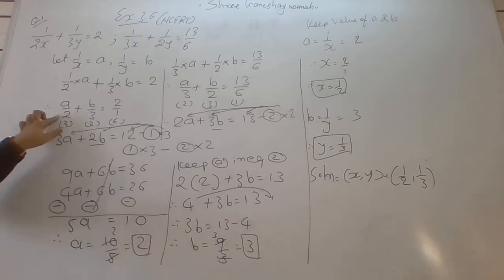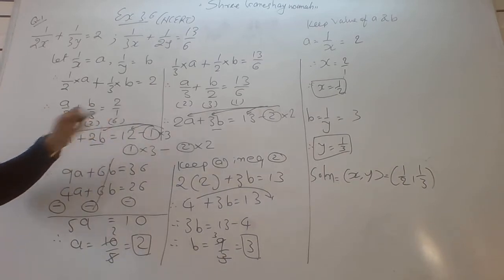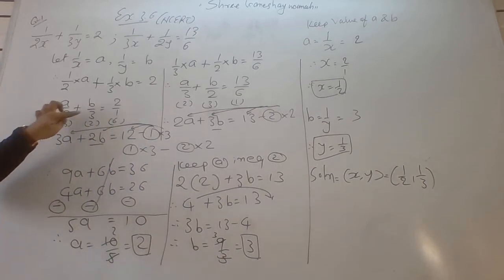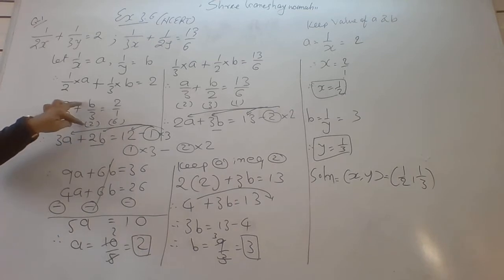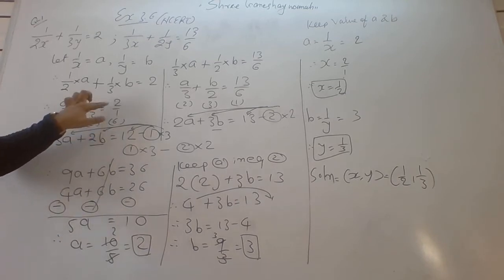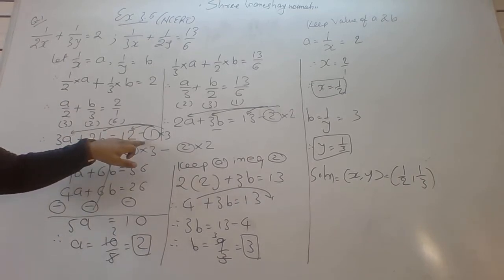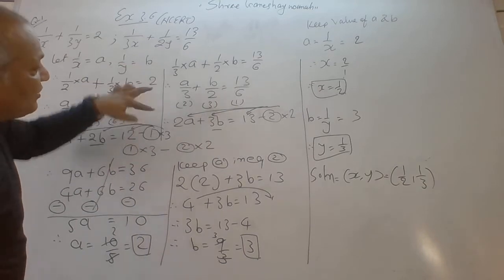Mind well, friends. So a upon 2 plus b upon 3 is equal to 2. Once again we have to take the LCM of 2, 3 and 1. It is 6. So 2 3s are 6, 3 2s are 6, 6 1s are 6. Now 3 multiplies with the numerator: 3 1s are 3a plus 2b is equal to 6 2s are 12. It is equation 1.